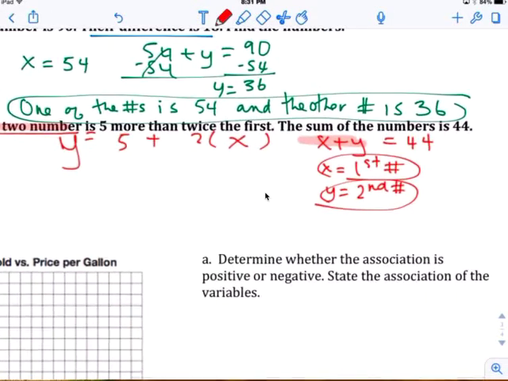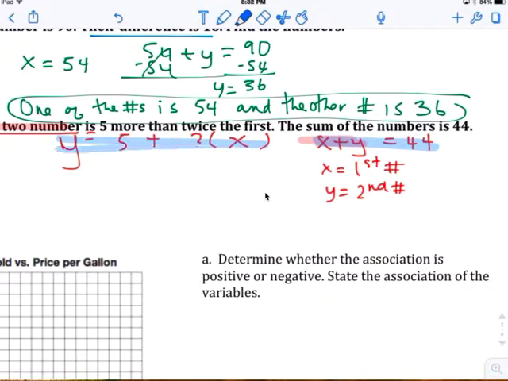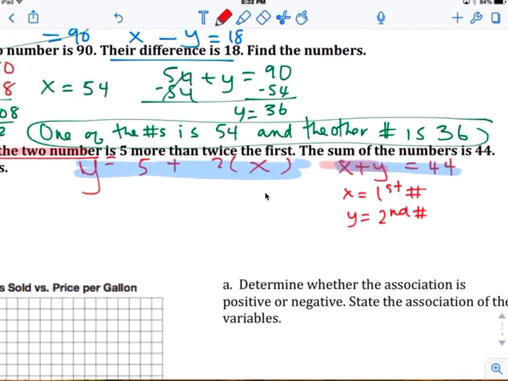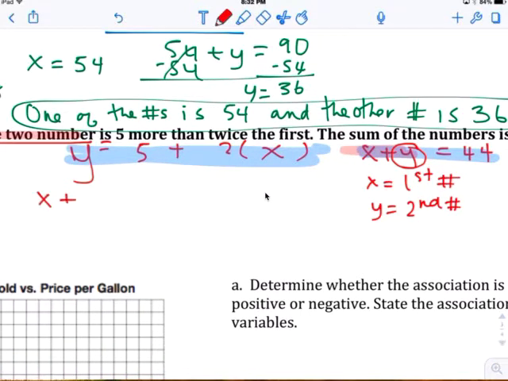Okay, so you got your two equations here. This equation right here and this equation right here. You would use substitution to solve this. So in place of this y, x plus, in place of this y, you put 5 plus 2x, equals 44. And you solve that for x. X is the first number. We're solving for the first number.